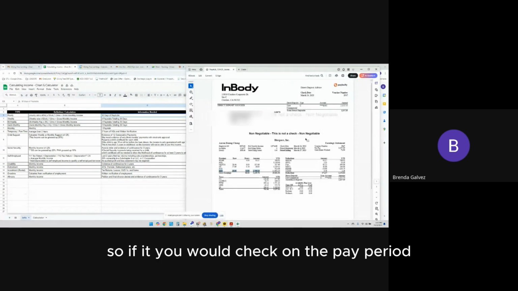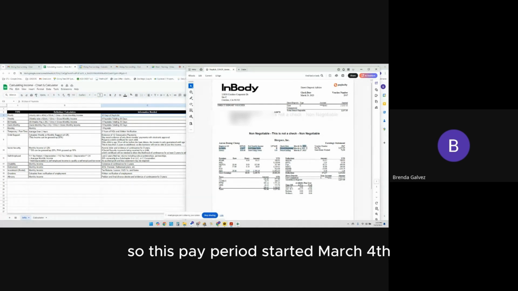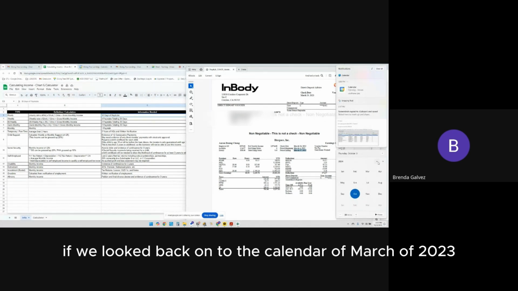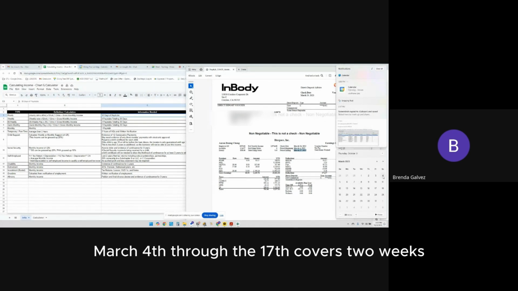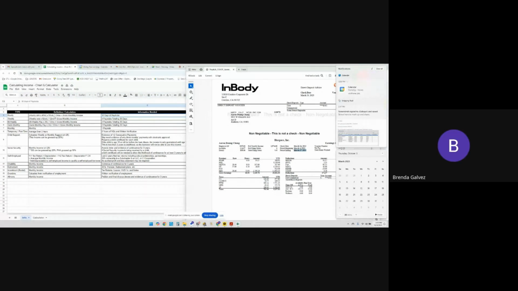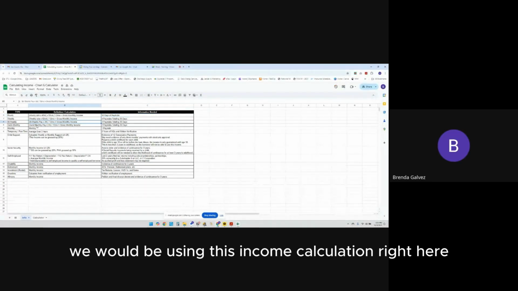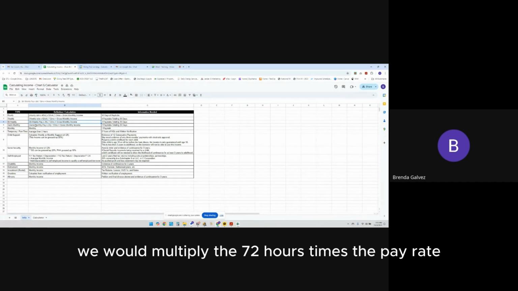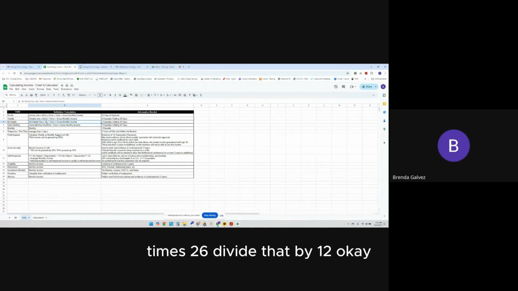So you would check the pay period. This pay period started March 4th and ended March 17th. If we look back at the calendar of March 2023, March 4th through the 17th covers 2 weeks. So this person gets paid biweekly. Because it's paid biweekly, we would be using this income calculation right here. Instead of multiplying by 52, we would multiply the 72 hours times the pay rate times 26, and divide that by 12. Okay, that's the question.